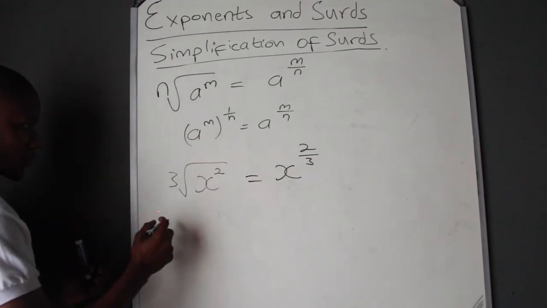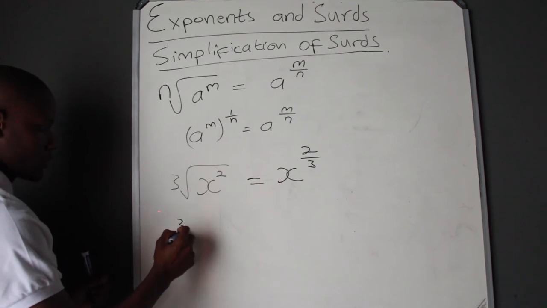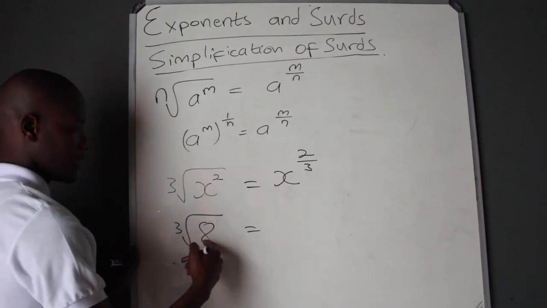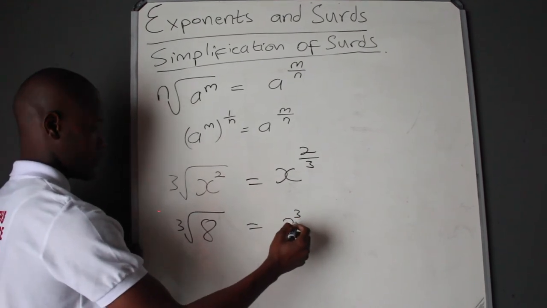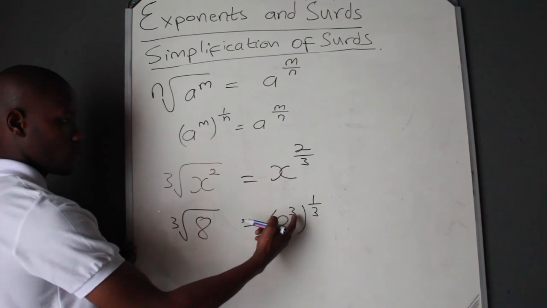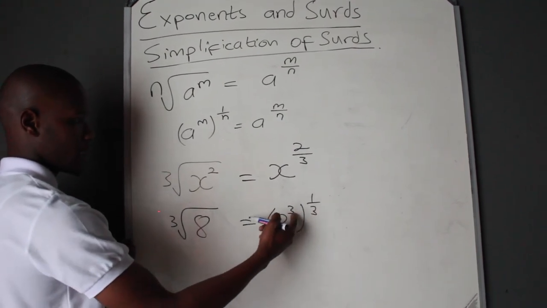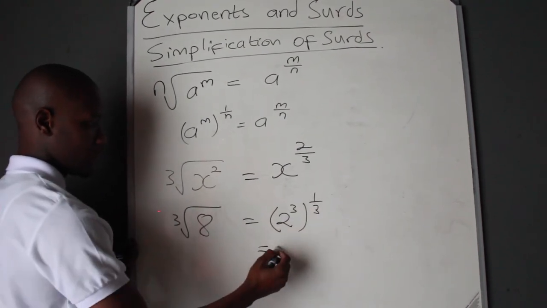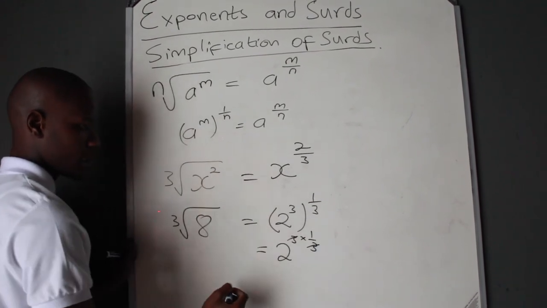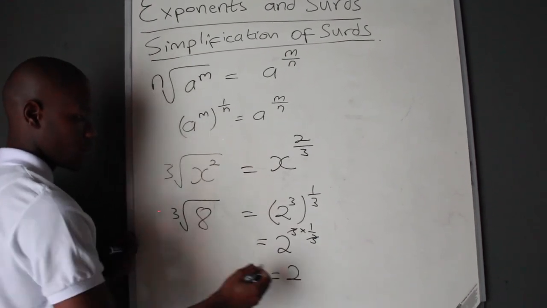So the cube root of 8 is equal to 8, which is 2 to the power 3, all raised to the power 1 over 3. So we multiply the exponents. 3 multiplied by 1 over 3, it is 2 to the power 3 multiplied by 1 over 3. 3 cancels with 3. We are left with 2.